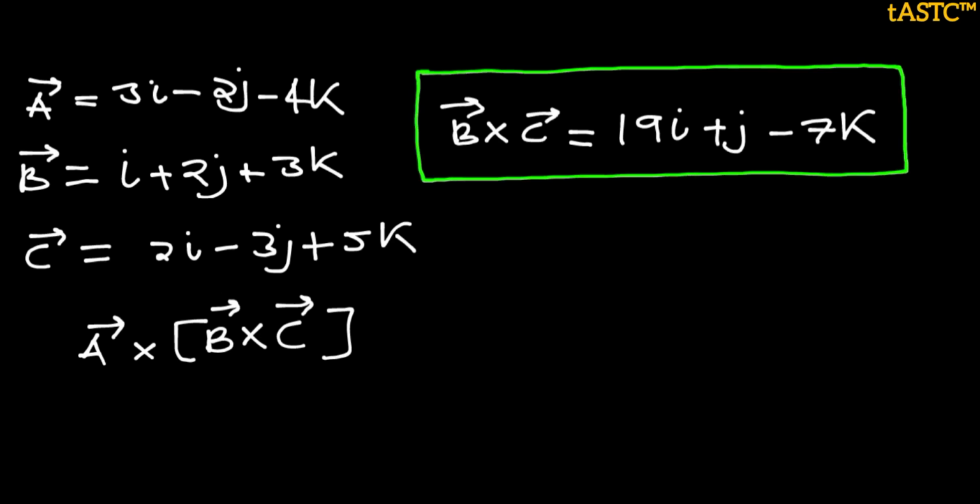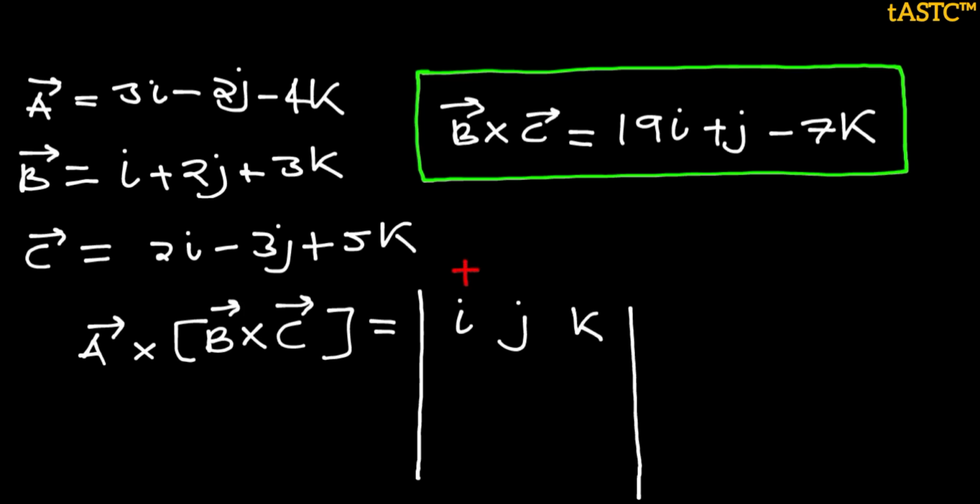Next up, we have to take a and multiply it with that. So that is now going to look like this. We have i, this is j, this is k, so we have plus, minus, and the plus on top. Here for a, that is 3, negative 2, and negative 4. And here we have 19, this is 1, and this is minus 7.